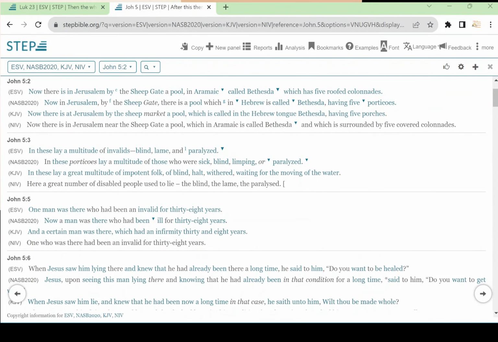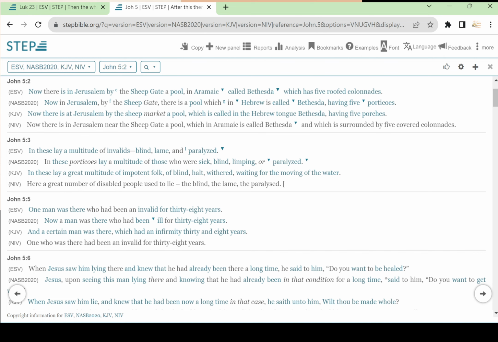And we're going to go to stepbible.org, which has multiple translations that we can put together. So let's read what it says here. Gospel of John, you can see verse 3. The ESV has verse 3.